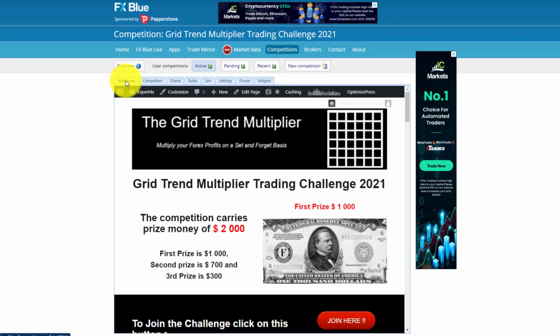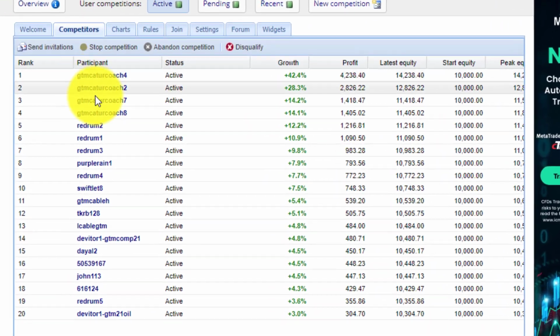I'm in the welcome tab. If I now move to the competitors tab, you can see who is leading. You can see there a 42% return, fantastic. And look how many other very profitable accounts are also participating in this competition. I must remind you, it has only been going for 24 hours, so this is quite a good return in that short time.